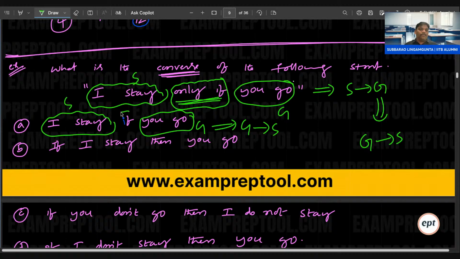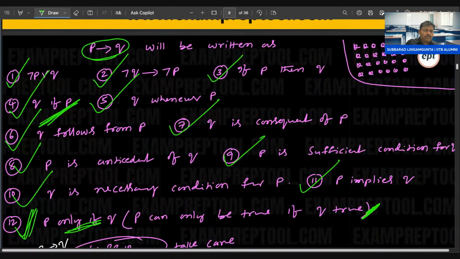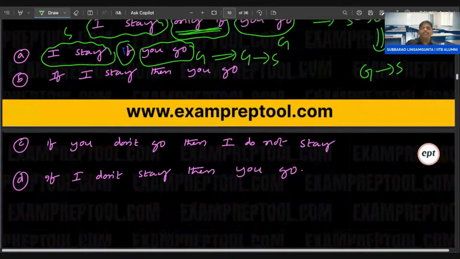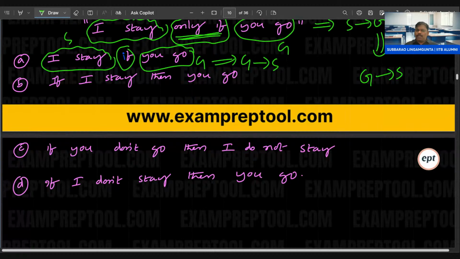If anyone is having a small issue also, let me check here. I think the fourth statement, Q if P. P implies Q can be written as Q if P. So it is P implies Q. So it's going to be S, right? G implies S. This one is the same. I think it looks like A is the answer.